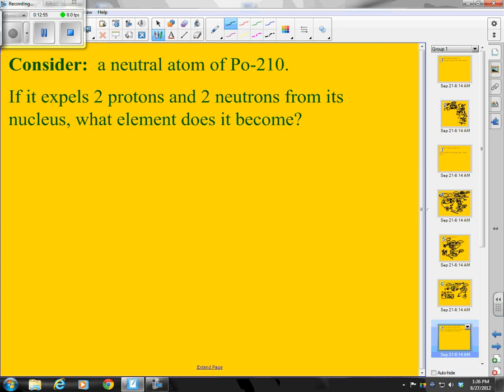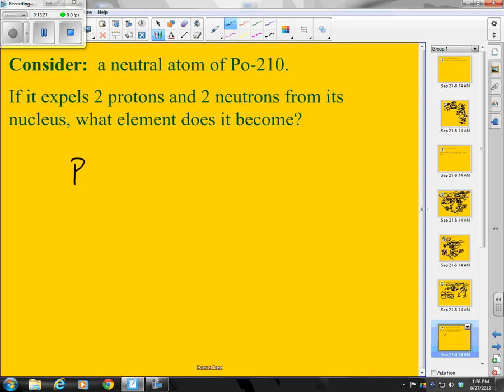So you have a neutral atom of polonium-210. It expels, that means spits out, 2 protons and 2 neutrons. What do you get? Give you 15 seconds. Okay, so here we go.